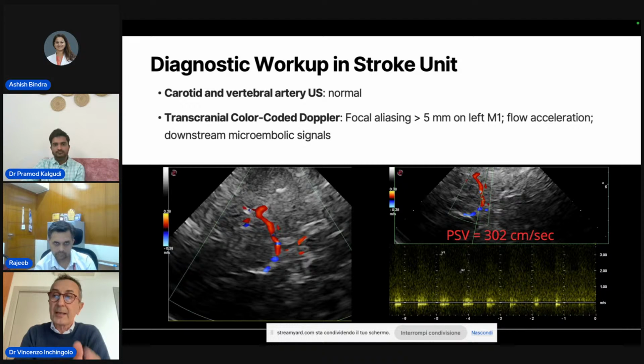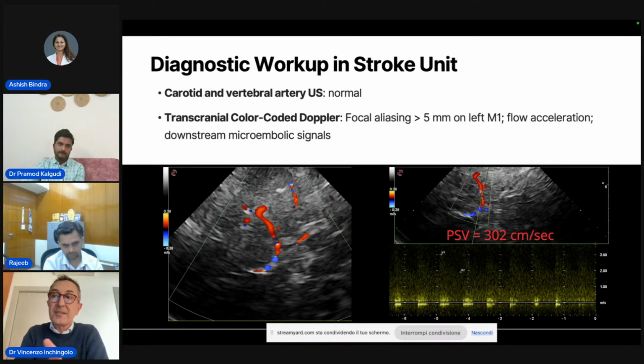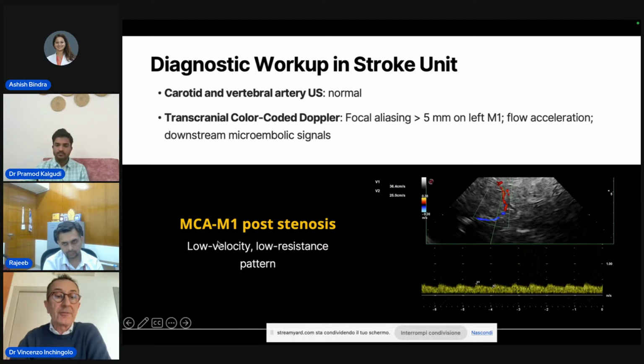In the stroke unit, we performed the carotid and vertebral Doppler, but they were normal. And on TCCD, we saw a focal aliasing zone, as you can see here in this clip. This focal aliasing zone, about 5 millimeters on the left MCA M1, has accelerated flow. You can see here a peak systolic flow of 300 centimeters per second. And now this is the post-stenotic flow with a pattern of low velocity and low resistance, maybe from vasodilation in the distal segment of the circulation.